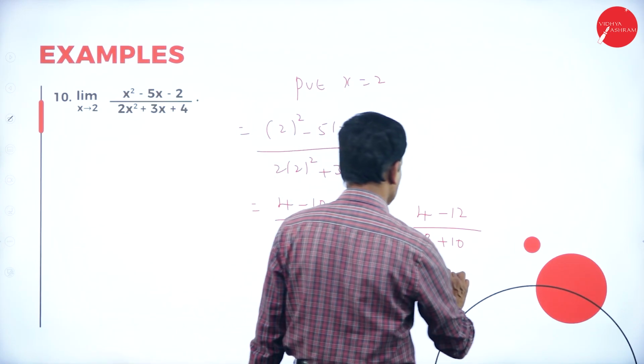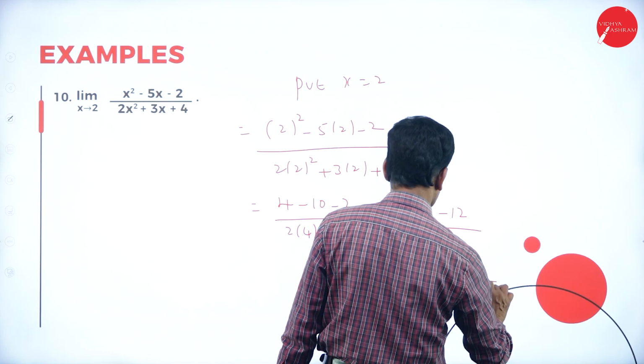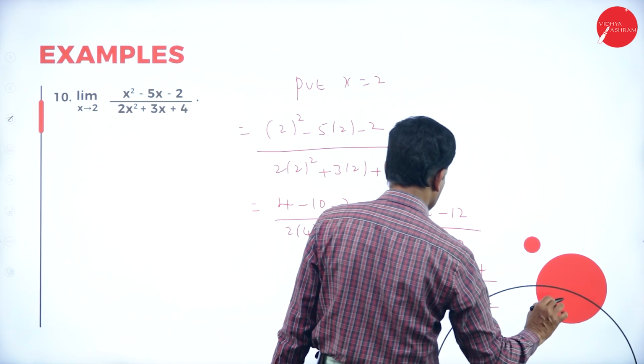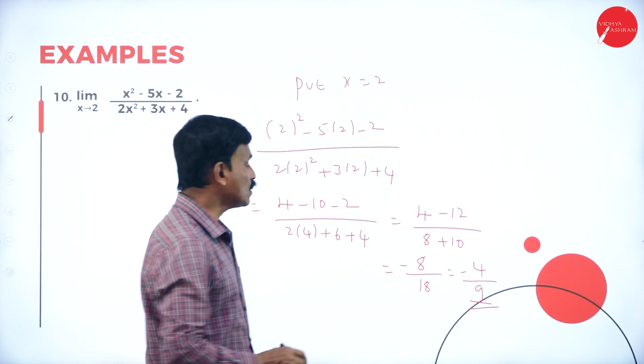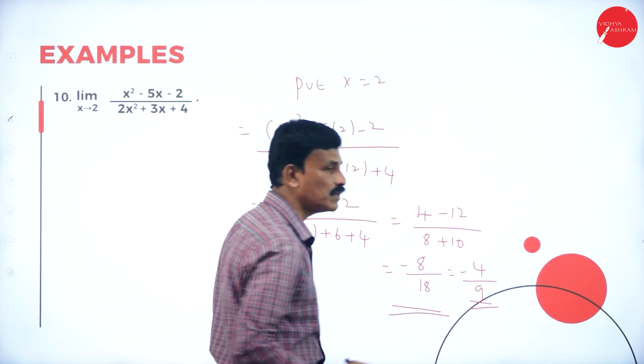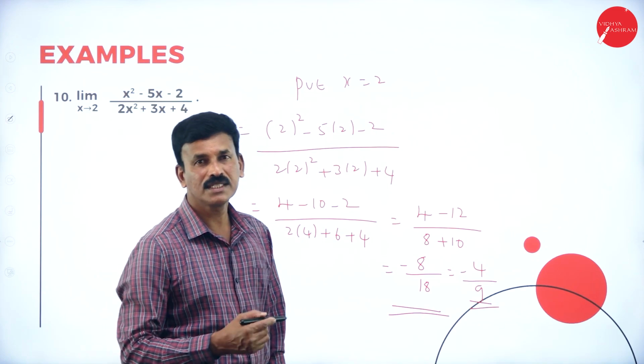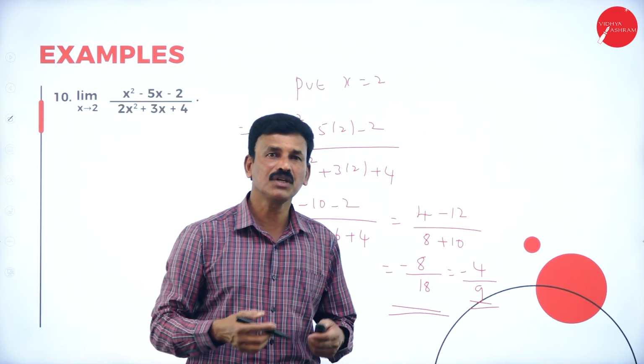If you divide by 2, 2 4s are 8, 2 9s are 18. So minus 4 by 9 is the simplified answer. That's it. So this is how we are going to evaluate the limits. Minus 4 by 9 is the answer. This is how we are going to evaluate.